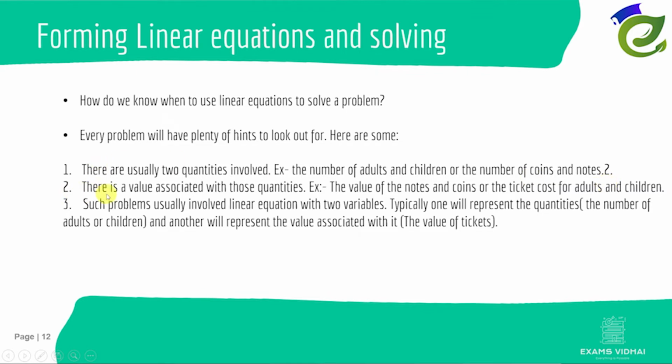Number two is there's a value associated with the quantities. For example, the value of notes and coins or the ticket cost for adults and children. They're going to vary. Ticket cost for adults will be different, ticket cost for children will be different. Such problems usually involve linear equations with two variables. Typically, one will represent the quantities and another will represent the value associated with it. Like I said, the number of adults and children can be represented by x, and value can be represented by y.